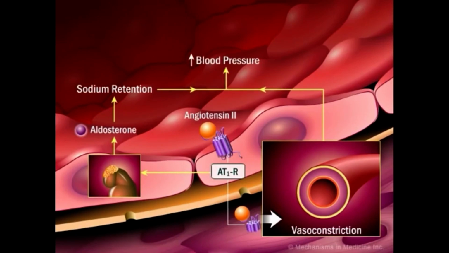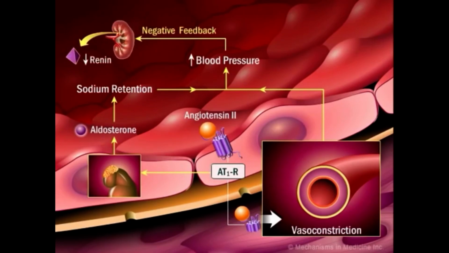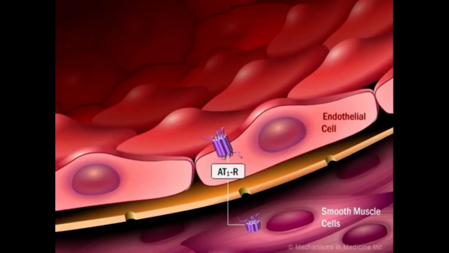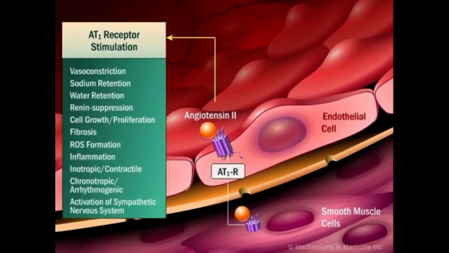In the final stages of RAS, the kidney reduces the production of renin. Most of the known actions of angiotensin 2 are mediated through the AT1 receptors, which can be found in the kidney, heart, vascular smooth muscle cells, brain, adrenal glands, platelets, adipocytes, and the placenta.